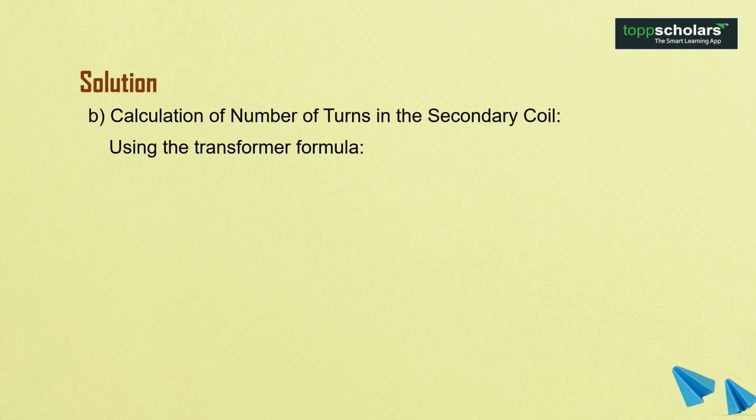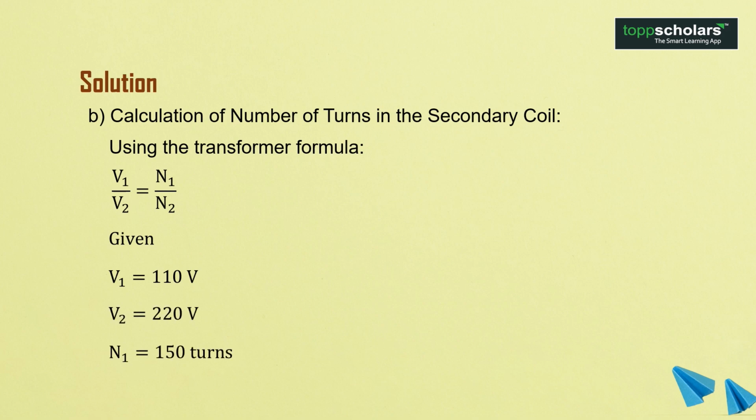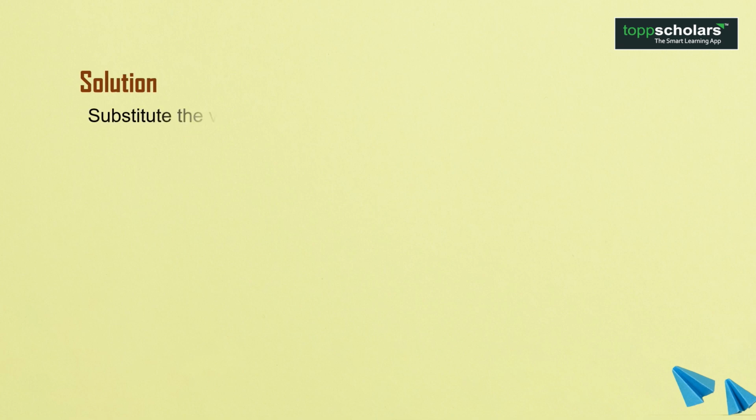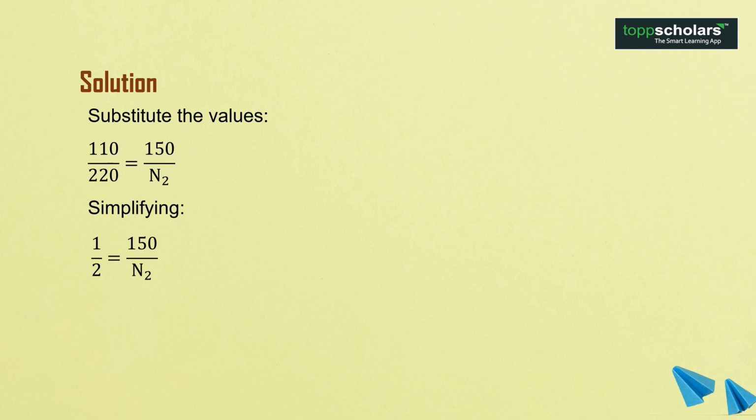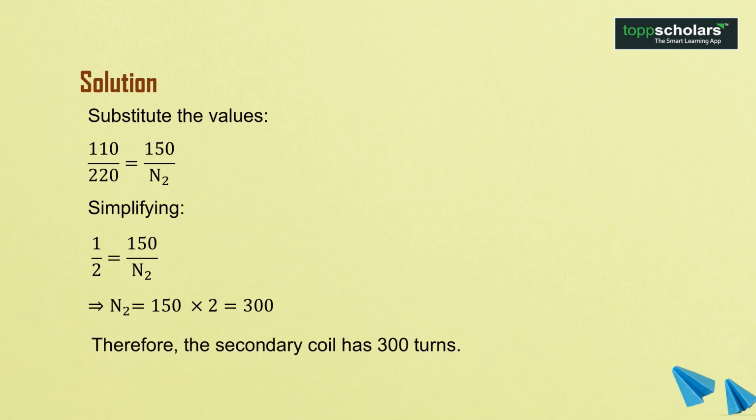Second part, calculation of the number of turns in the secondary coil. We'll use the formula for the transformer, that is V1 by V2 is equal to N1 by N2. We're already given the value of V1 as 110, V2 is 220, N1 is 150. We can easily find out N2 by substituting the values. 110 by 220 is equal to 150 by N2. Simplifying this further, 1 by 2 is equal to 150 by N2. N2 is equal to 150 multiplied by 2, that is 300. So we can say that the secondary coil has 300 turns.